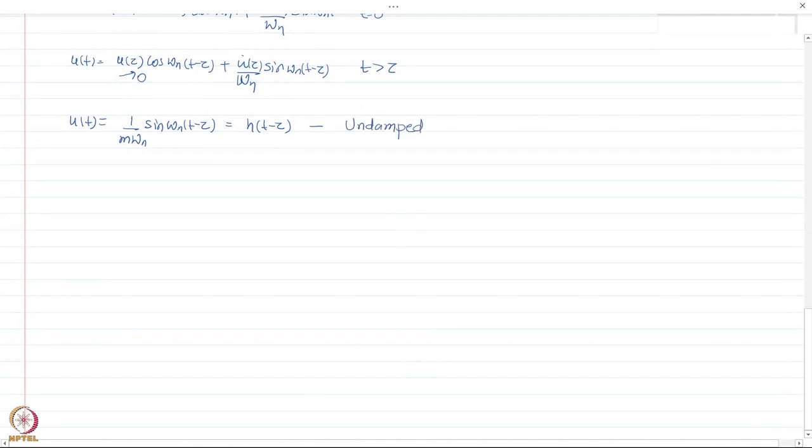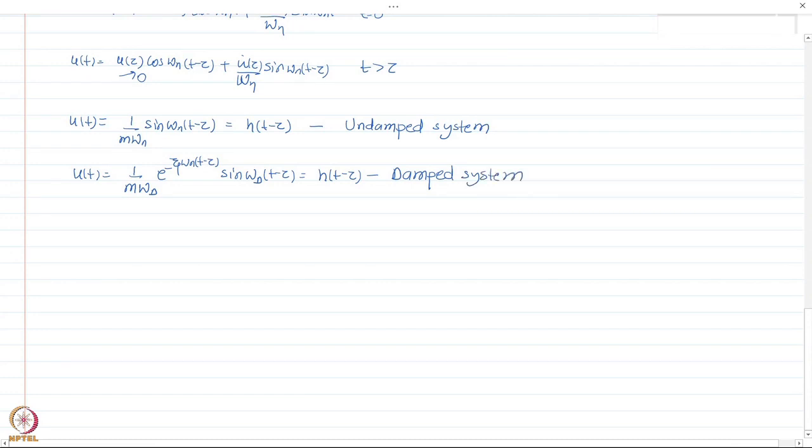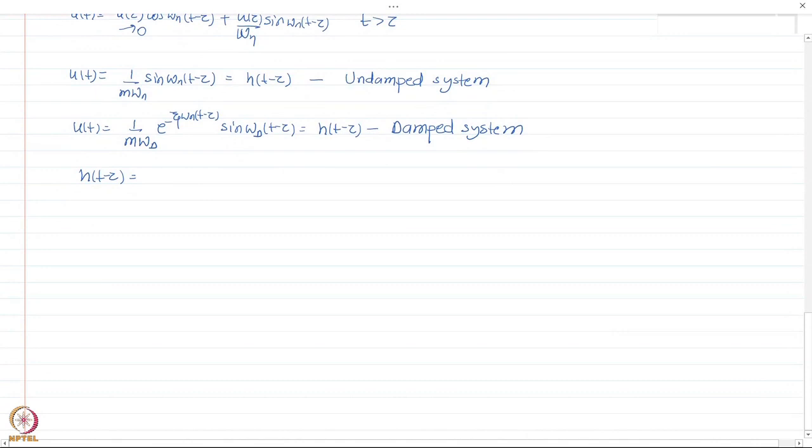Similarly, you can write the equation for free vibration of a damped system, and get the expression as 1 over m omega_d times e to the power minus zeta omega_n (t minus tau) times sine omega_d (t minus tau). Sorry, it should be omega_d here. Again, we can write this as h(t minus tau). This is for a damped system. So basically, these h(t minus tau) are unit impulse response functions. These are the response of a single degree of freedom system due to a unit impulse. So these are called unit impulse response functions.